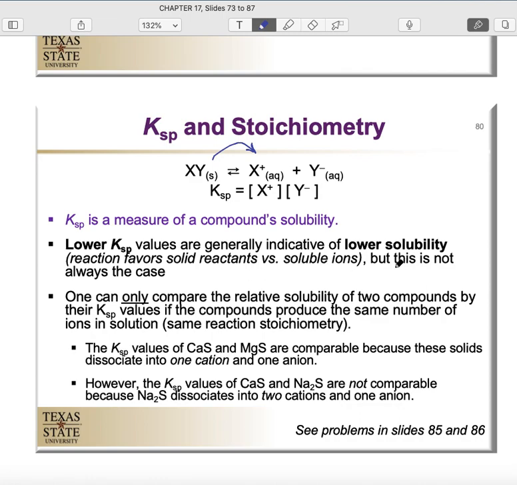But this is not always the case, in that you cannot directly compare two compounds for their solubility just by looking at the KSP. In certain cases, you can do so, but not in other cases, and that's what we're talking about here. So this is in general, but not 100% valid all the time. Okay, so what I do want you to look at is this. One can only compare the relative solubility of two compounds by their KSP values if the compounds produce the same number of ions in solution.